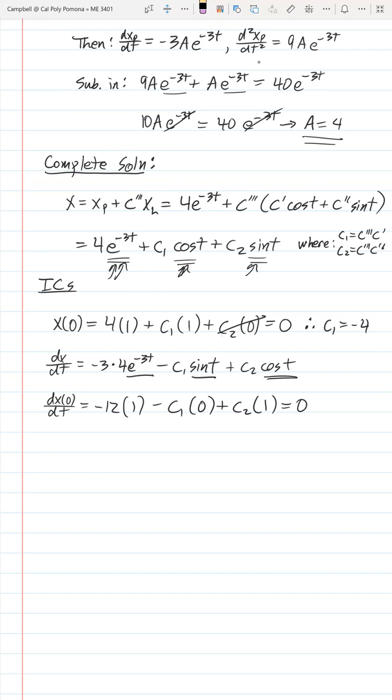So now we can see that this is just going to be C2. This obviously is going to be 0. This is just going to be negative 12. Take it over to the other side of the equation. That becomes positive 12, and we get C2 is equal to 12. And so then our final form of the solution that not only solves the differential equation in its most general way and captures the initial conditions.